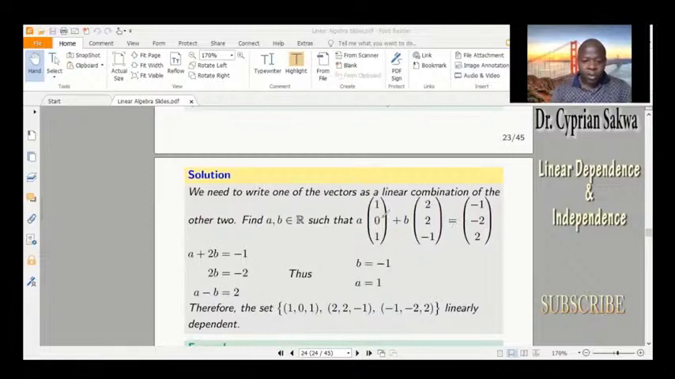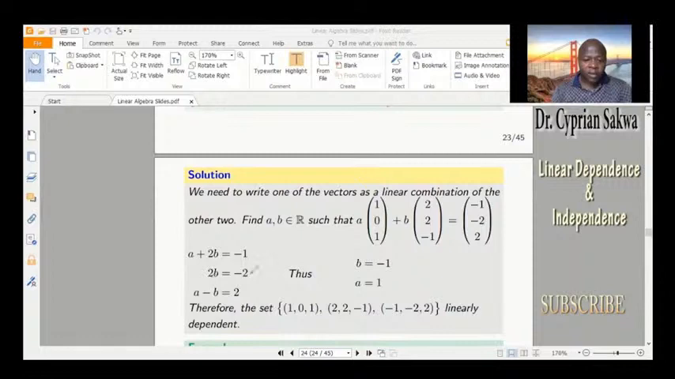So when we do that, just multiplying through, we have R plus 2B is equal to -1. And then this one, of course, is 0R plus 2B is equal to -2. And then lastly, we have R plus -B is equal to 2. So we have this system of linear equations, and we can solve.